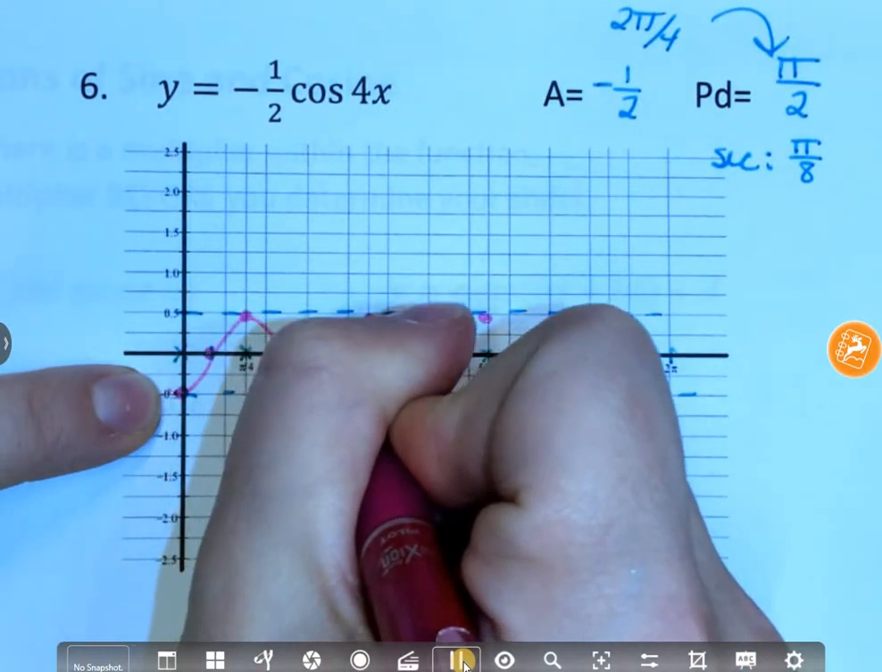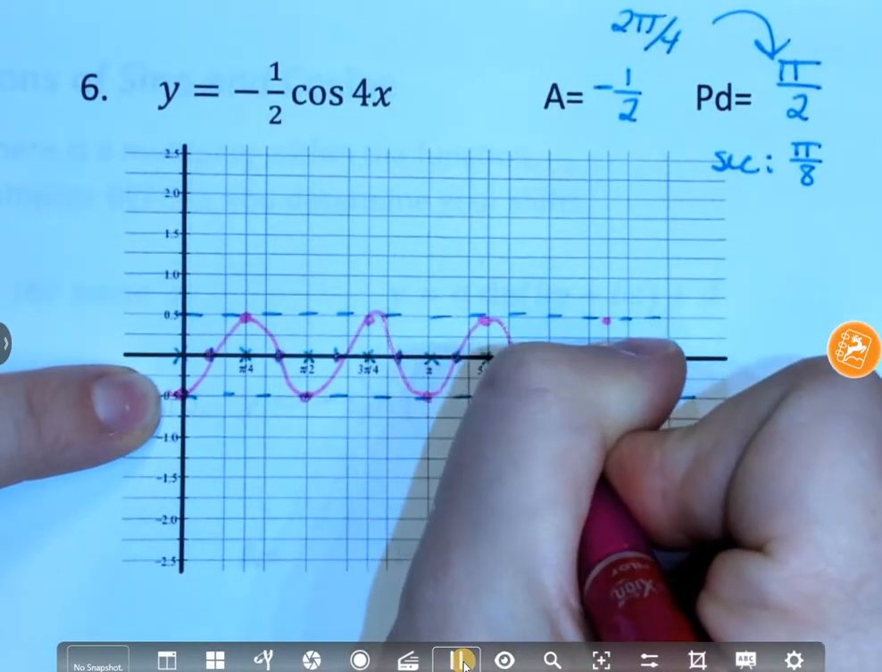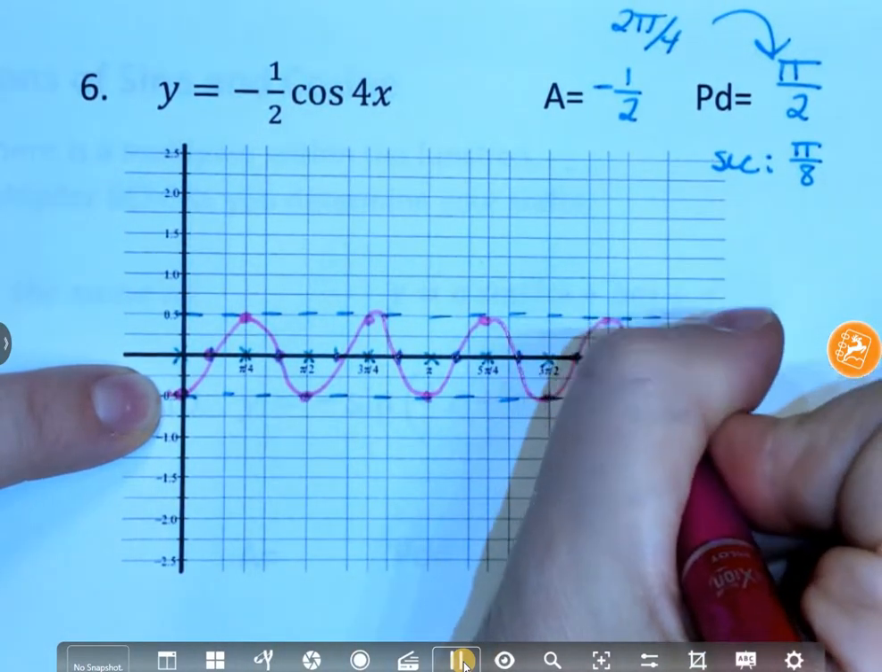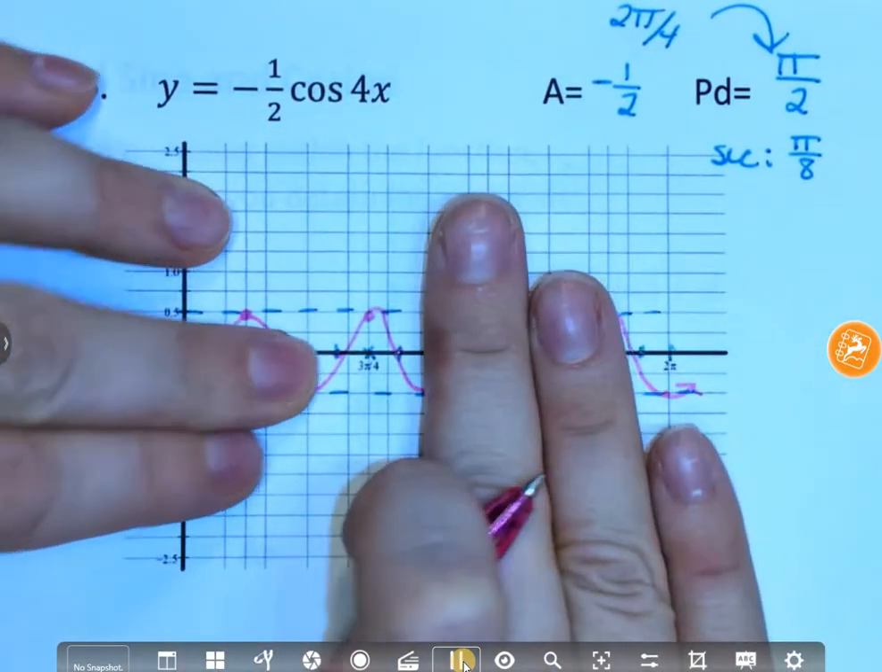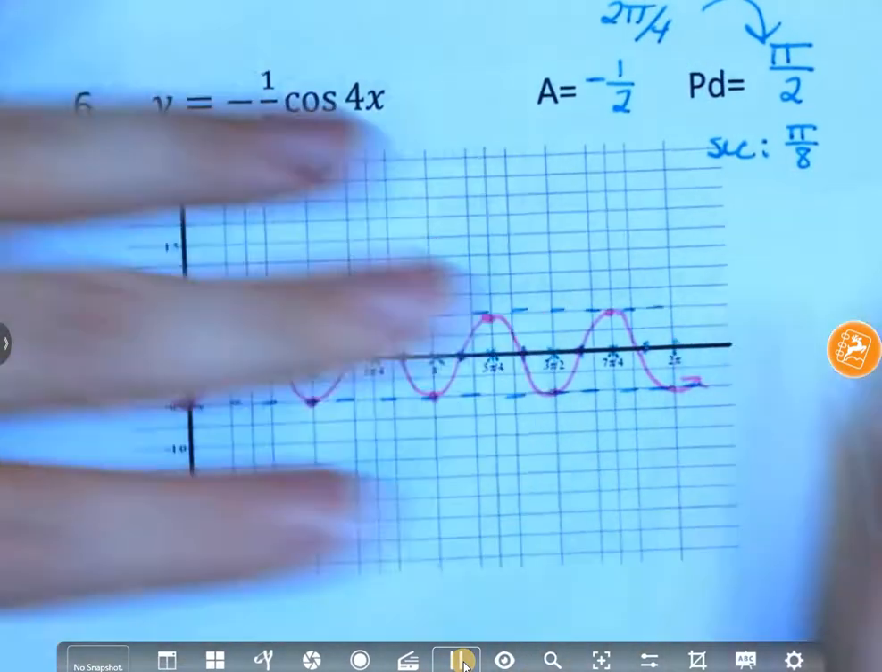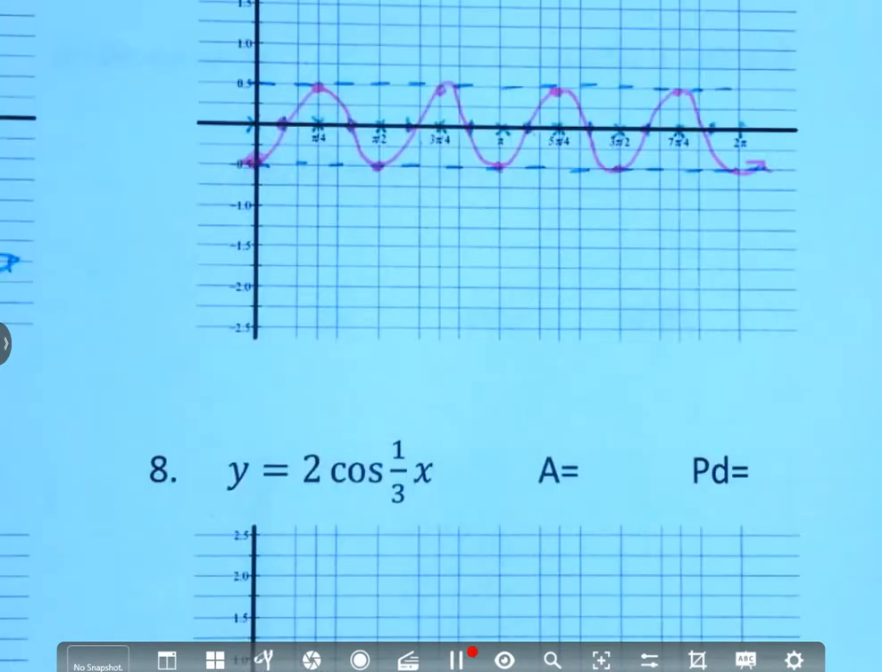How many periods should I see in this whole thing? Come on, how many? 4. Wake up, peeps. You got this. 1, 2, 3. Woohoo! I did it right. 4 periods. The way I make this icky is with those fractions. I would like you guys to do number 7 and 8 on your own, together, whatever, but I want you doing those. Let's take a look at the answers here.